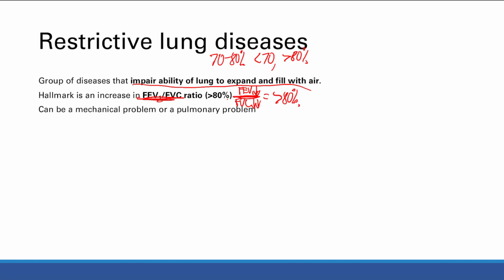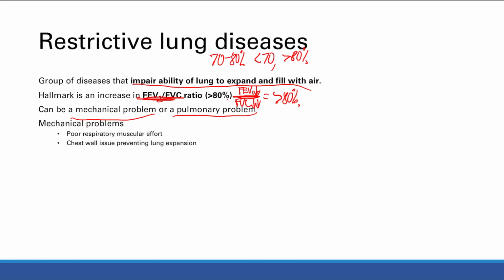Now, you can have impaired ability to expand and fill with air either from a mechanical problem or from a pulmonary problem. Okay, so what do I mean by these? What is a mechanical problem? A mechanical problem can be poor respiratory muscular effort, because you need your respiratory muscles for your chest wall to expand and for air to come in. But if you have something like polio, myasthenia gravis, or Guillain-Barré syndrome, these muscles don't work, so your chest wall can't expand, air can't come in. Okay, poor respiratory muscle effort.